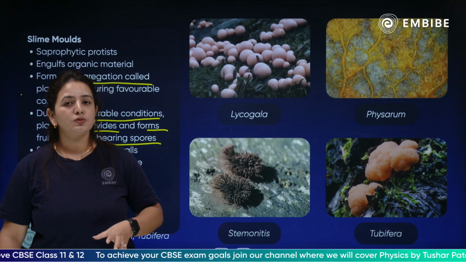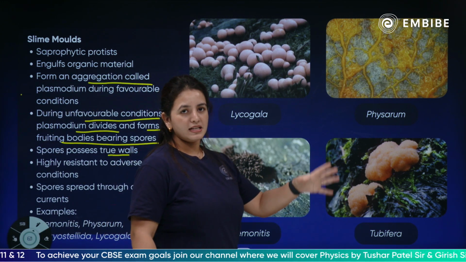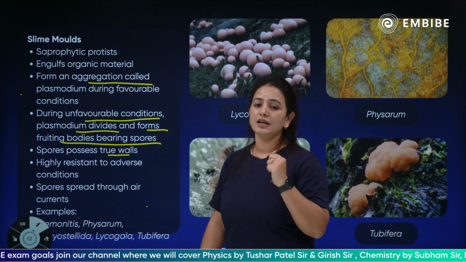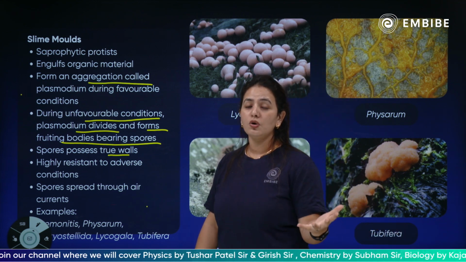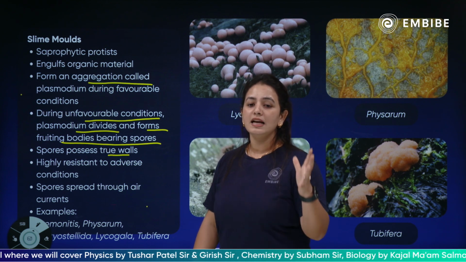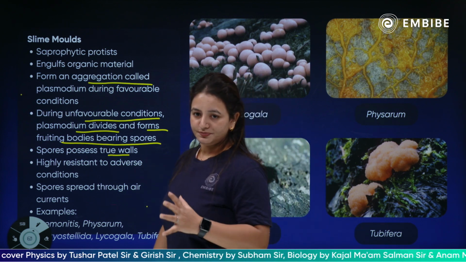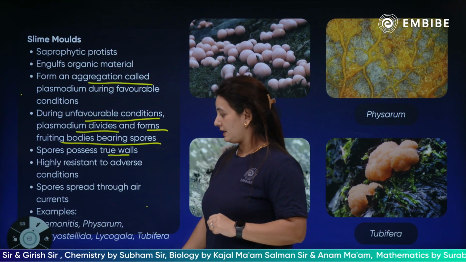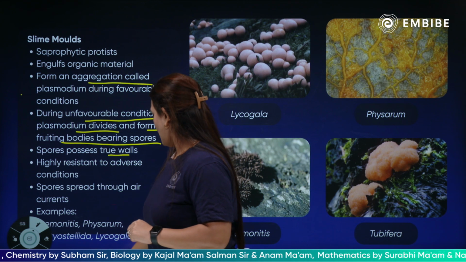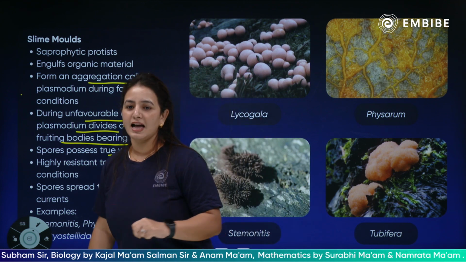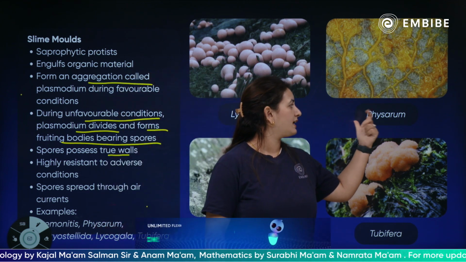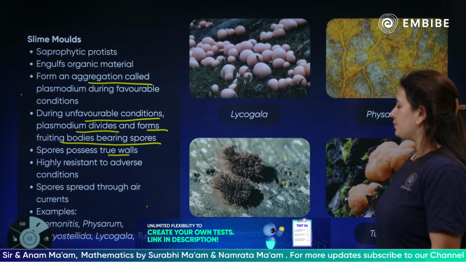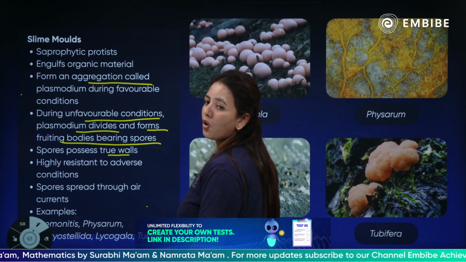Yes, the spores formed by the fruiting bodies of the slime molds are highly resistant to adverse conditions, and that is why they germinate, and they can be spread through the air or water through air currents. Examples of slime molds are Physarum, Lycogola and Tubifera. As you can see, Lycogola looks like this. Physarum looks like this, and Stemonitis and Tubifera, these are all examples of the slime molds.